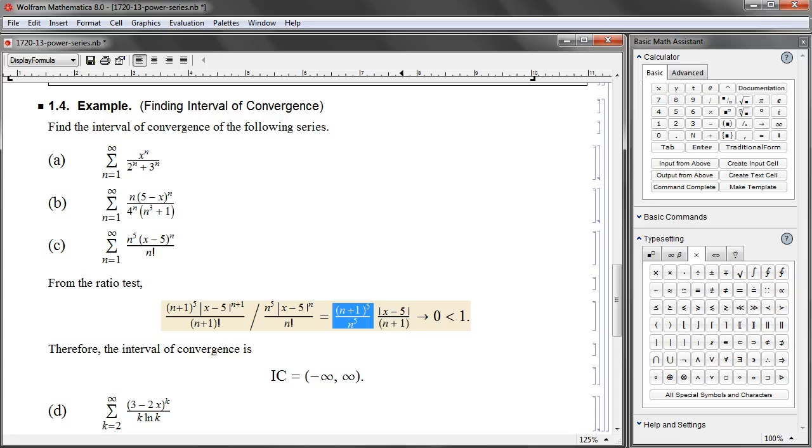How about this algebraic part? That's going to go to 1. And x minus 5 in absolute value is going to stay constant whenever x is given. So what do we get? A constant over infinity, that's going to go to 0 no matter what x value is given. 0 is always less than 1, so we have absolute convergence no matter what x value is given. Consequently, the interval of convergence is negative infinity to infinity.